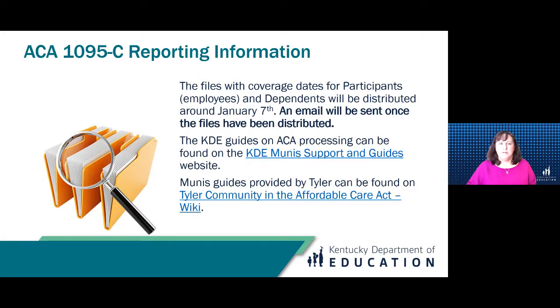So we'll have the 1095 information, those ACA dependent and employer files, employee files, which should be split and distributed by January 7th. An email will be sent out once the files have been distributed, along with probably the information about the reporting deadlines. But do what I did: I just Googled 1095 reporting deadline 2022 and found information from the IRS.